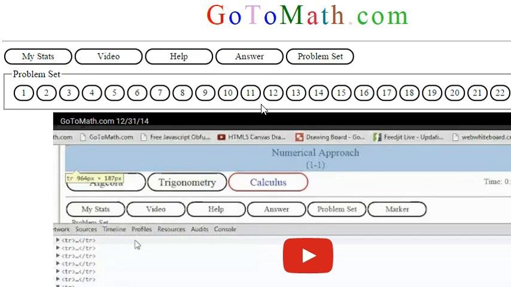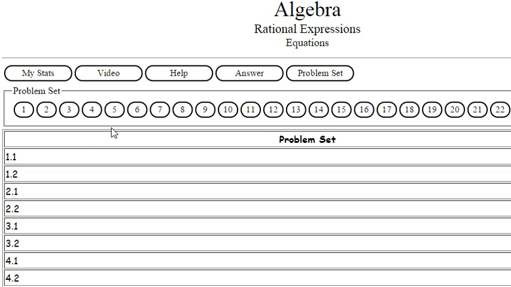Okay, we're over here at gotomath.com. Click on the algebra. Let's go down to rational equations. And we are looking at 6.1.